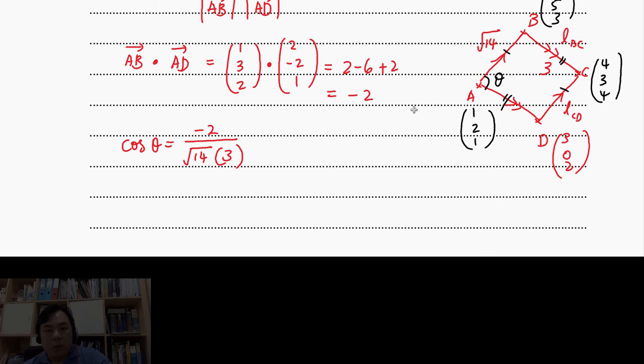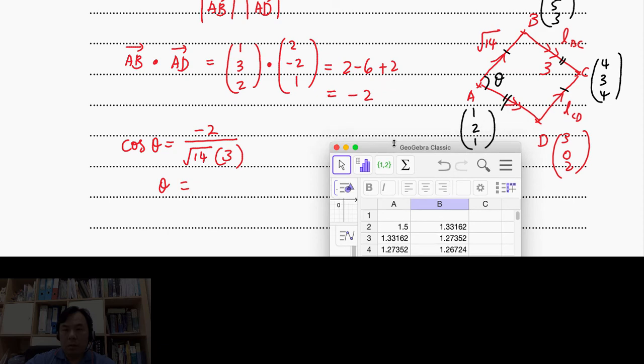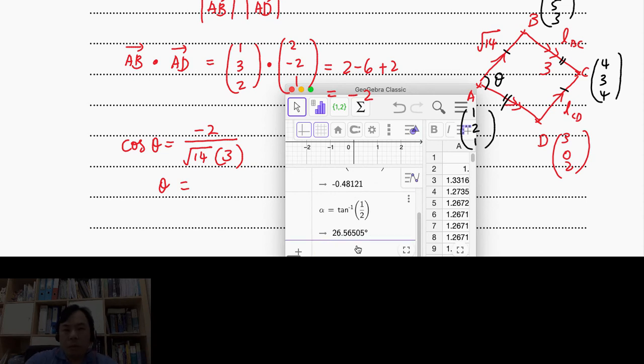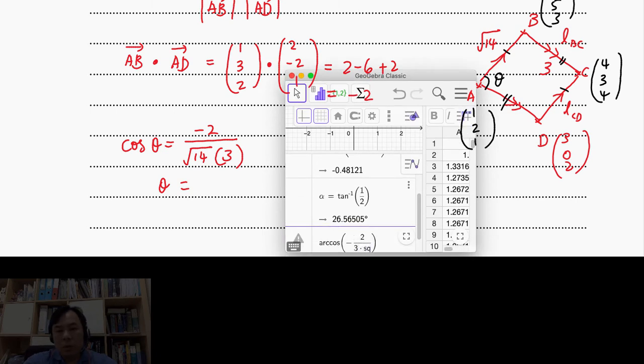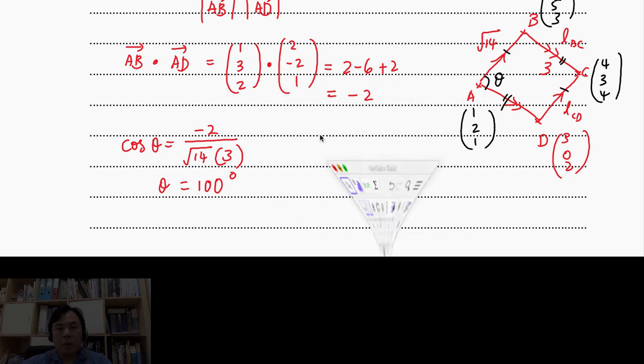And then from here, this is a negative value. Is the angle very big? Let me see. In this case, most probably this is an obtuse angle. So let me get my calculator here. So what do I have here? I have the arc cosine of negative 2 over 3 square root of 14. That is approximately 100. So I just leave it as 100 degrees. All right, now that is the angle BAD. I hope that is clear.